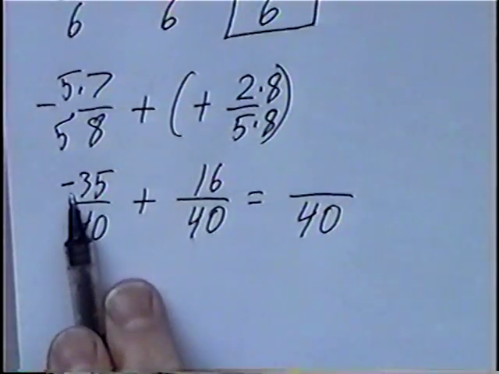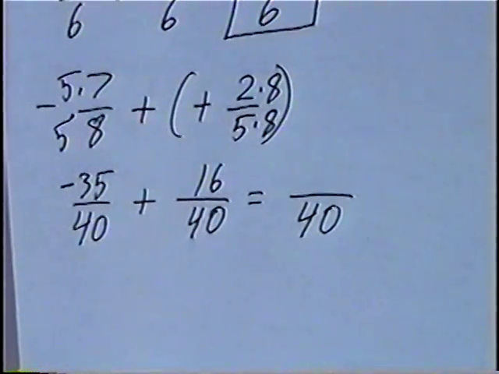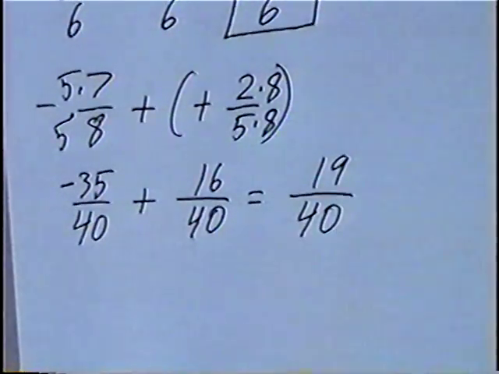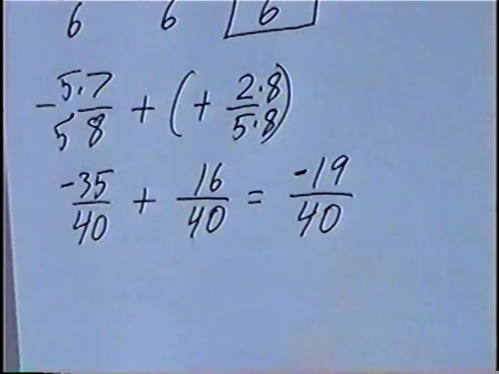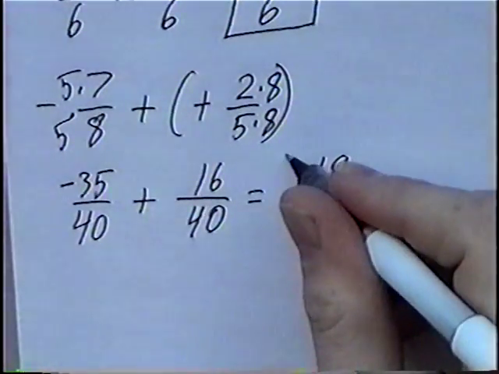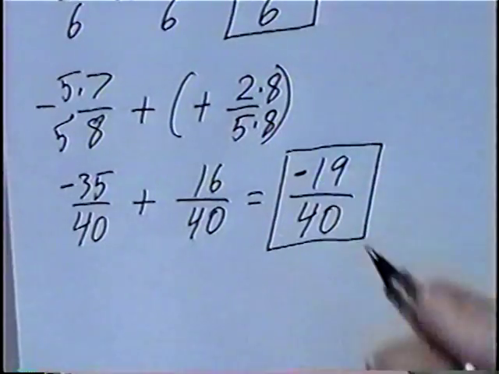Since we have different signs, a negative 35 and a positive 16, we'll be subtracting 35 minus 16, which will be 19. And 35, the bigger number, is negative, so we'll have a negative 19. So our final answer, negative 19 over 40.